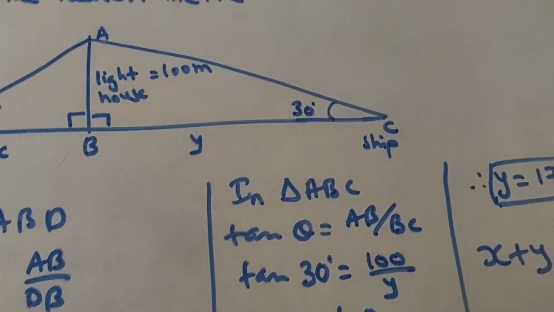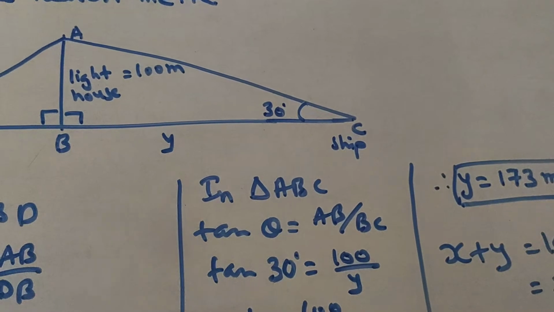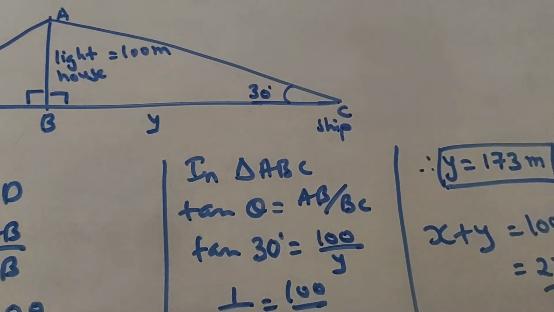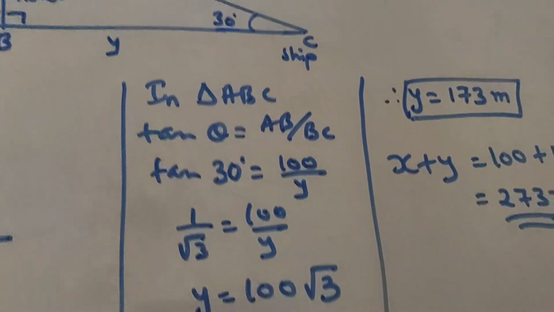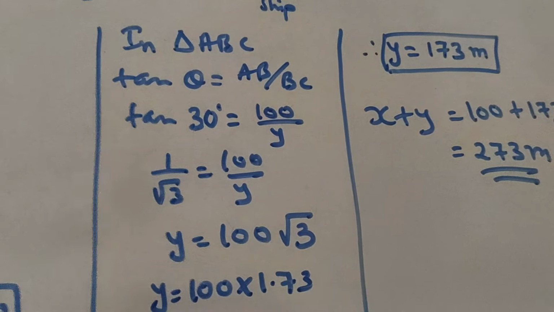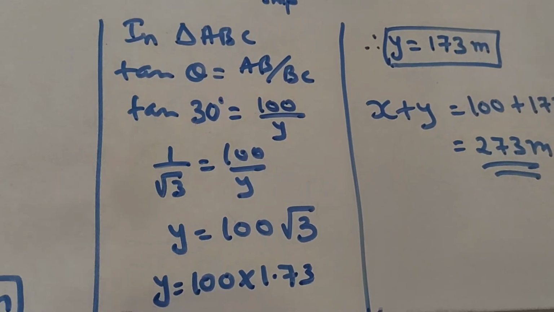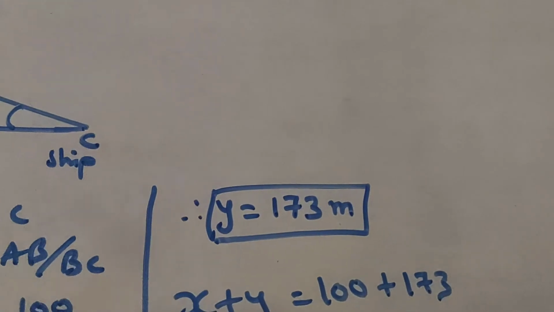So in triangle ABC, tan theta is equal to opposite upon adjacent. So AB upon BC. Tan 30 is equal to 100 upon y. Tan 30 is 1 upon root 3 is equal to 100 upon y. Y is equal to 100 multiplied by root 3. Root 3 value is 1.732, or you can say 1.73. So multiplying by 100 we get y is equal to 173 meters.